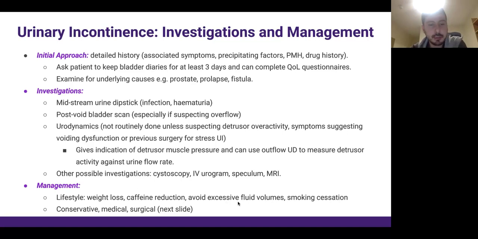So there are some general management points that apply to any type of incontinence. And these are mostly lifestyle focused, so weight loss, reduction of caffeine, and avoiding excessive fluid volumes, especially at night, can go a long way to helping the symptoms. And in any OSCE situation, you'd always want to start with what you do conservatively. So that includes these lifestyle measures. And then we move on to medical and surgical.